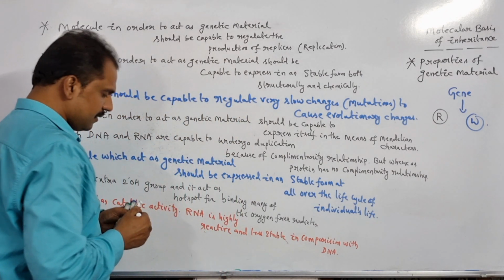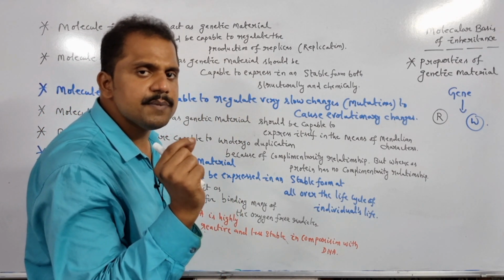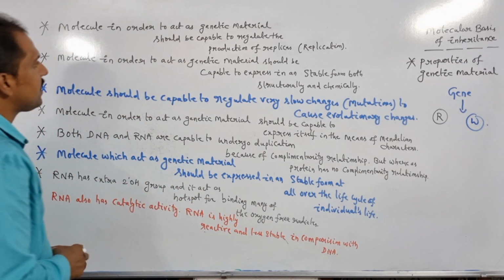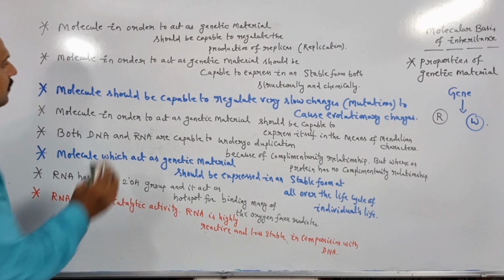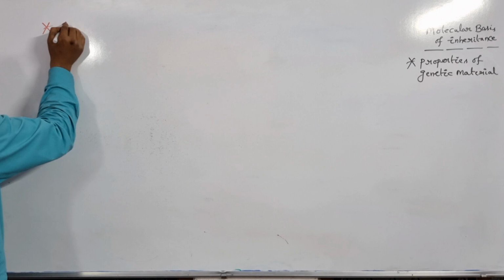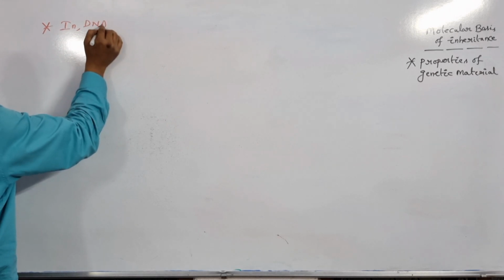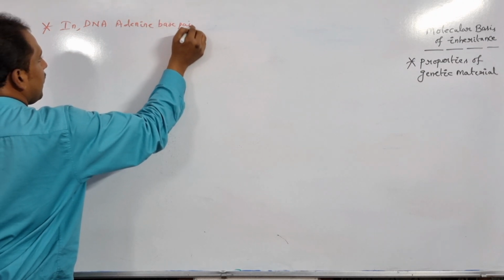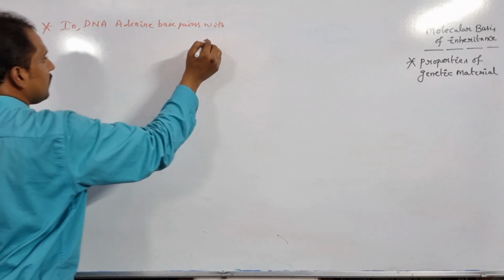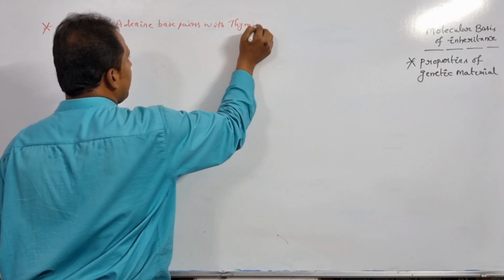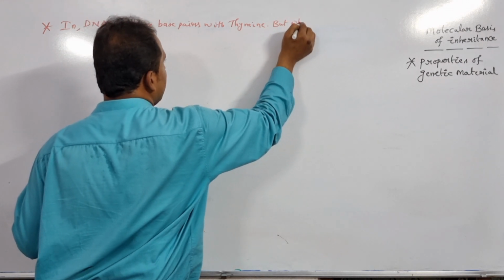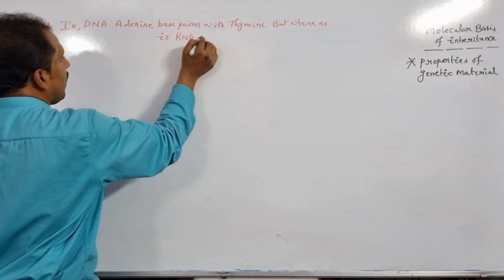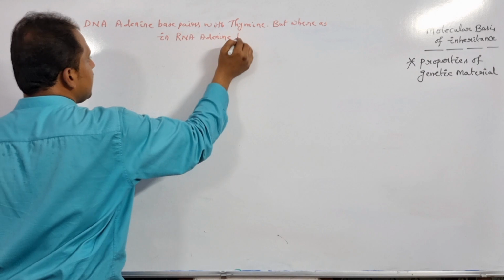And in addition to this, in case of DNA, adenine base pairs with thymine, but whereas in case of RNA, adenine base pairs with uracil. Is it clear? So let me arrange the things here. As already mentioned, in DNA, adenine base pairs with thymine. But whereas in RNA, adenine base pairs with uracil.